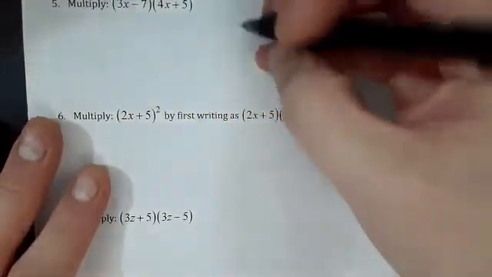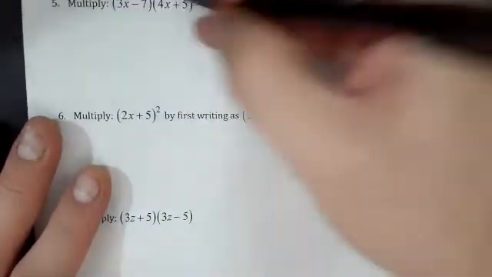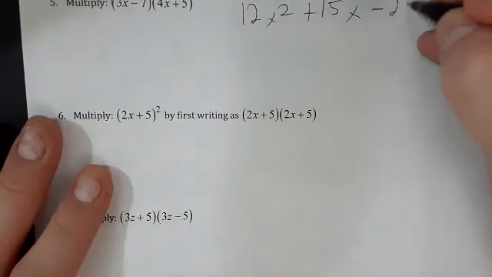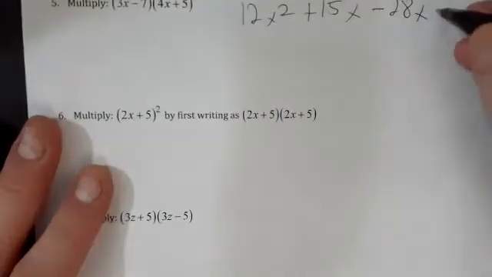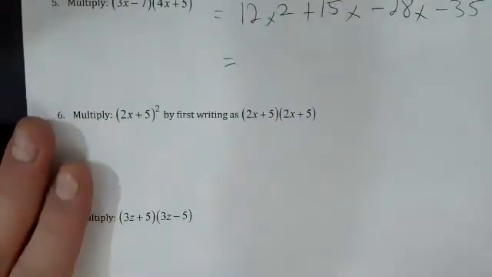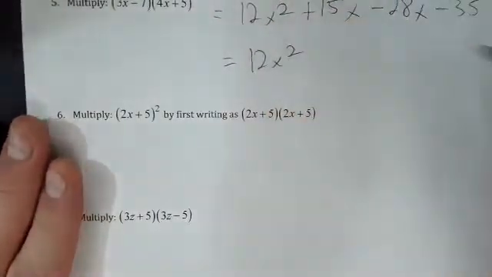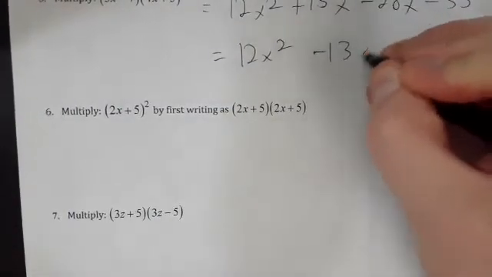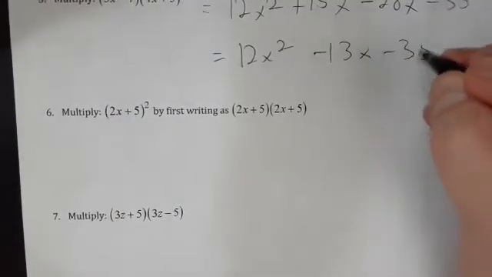And so the first thing I want to do is make this 3x times 4x is going to give me 12x squared. I'm going to go plus 15x. I'm going to go minus 28x. And the last thing is what? Minus 35. I can combine like terms there. 12x squared. What's this? 15 minus 28 is going to give me minus 13x. And this is going to give me minus 35.